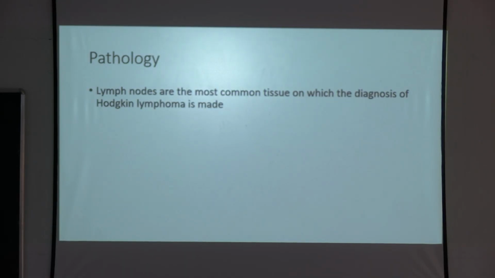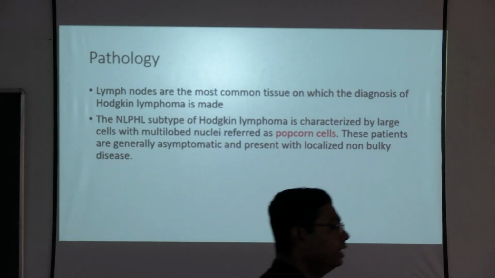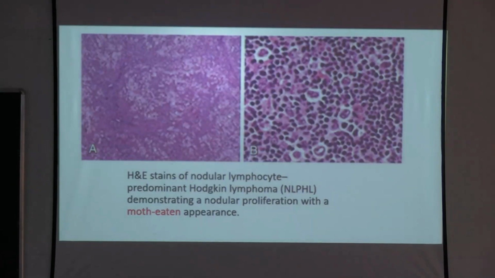Coming to the pathology. So you can see that it is a disease of the lymph node. So lymph nodes are the most common site of Hodgkin's lymphoma. Nodular lymphocyte predominant Hodgkin's lymphoma is characterized by a cell, Reed-Sternberg cells. It is called popcorn cells. It is characterized by large cells with multi-lobed nuclei referred as popcorn cells. These patients are generally asymptomatic and present with localized non-bulky disease.